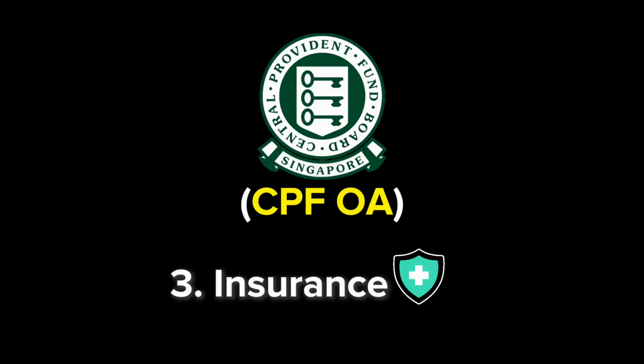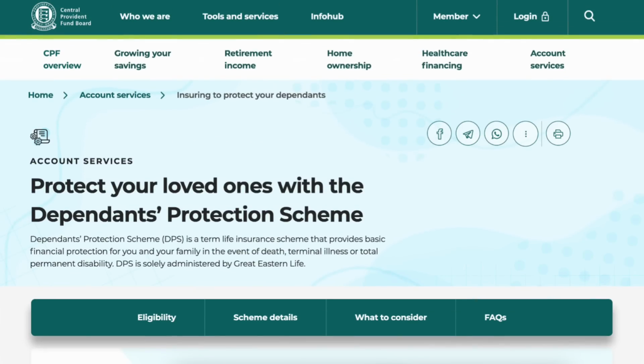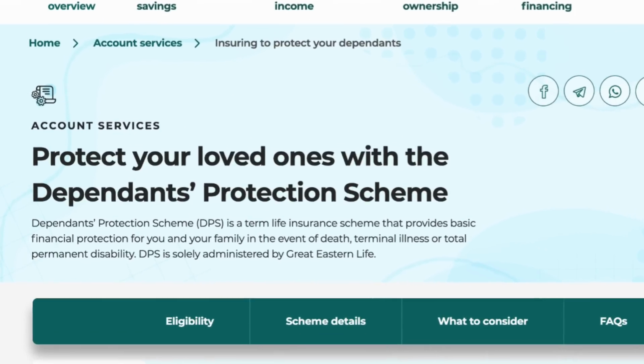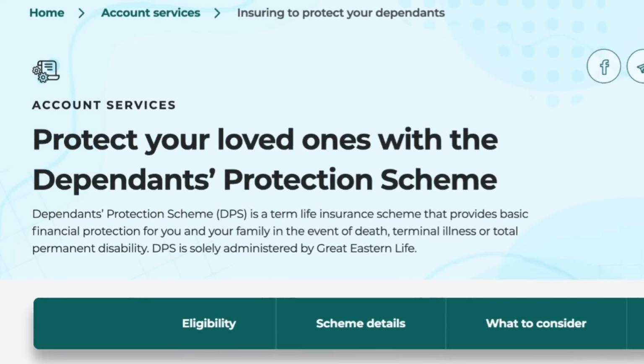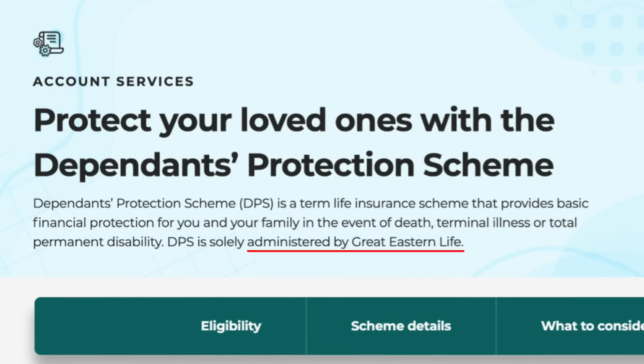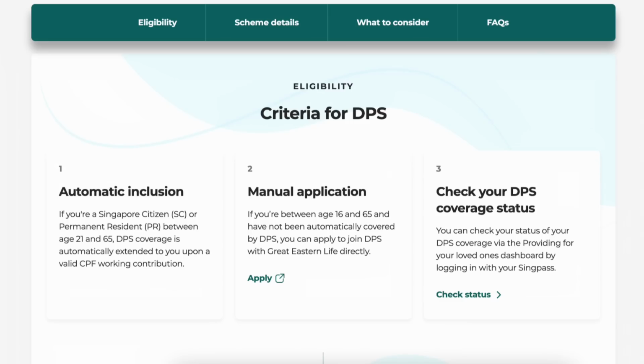Let's talk about the third usage of CPF, which is on insurance. Now, some of you may not even notice that there is this dependent protection scheme, which is a term life insurance scheme that provides basic financial protection for you and your family in the event of death, terminal illness, or total permanent disability. And currently, it is administered by Great Eastern Life. And do you even know that it is an auto-inclusion scheme when you are between age 21 to 65 for a Singapore citizen or permanent resident? So you may not even know it. But the premiums are really affordable for the coverage.